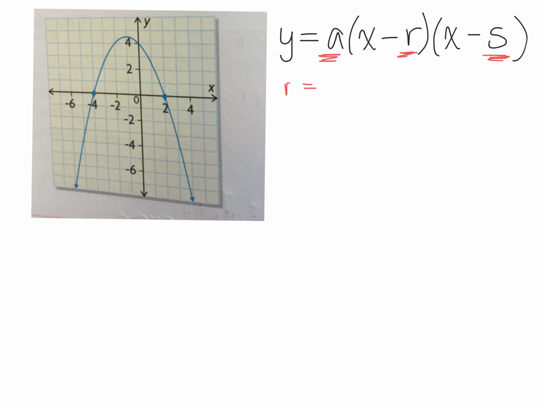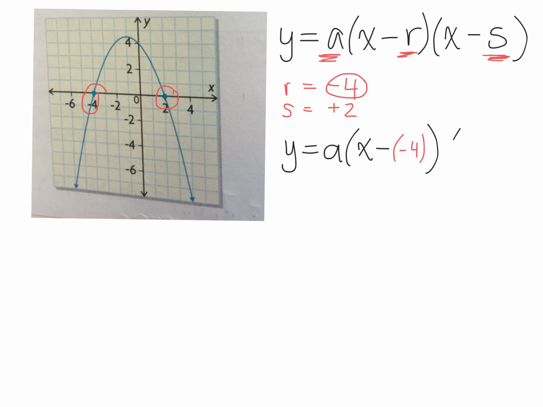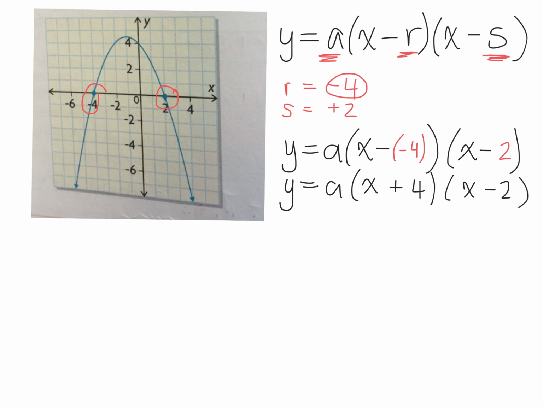Okay, so what is r? -4. So it's intercepting at -4, yes. And what's s? Intercepting at +2. When we plug it in, what happens to the signs? Okay, so we have x minus, what's r? So it's x minus -4 and x minus +2. When we replace it, x minus -4 becomes x plus 4, and x minus 2. So the signs are opposite. It intercepts at +2, so it's x minus 2, and it intercepts at -4, so it's x plus 4.